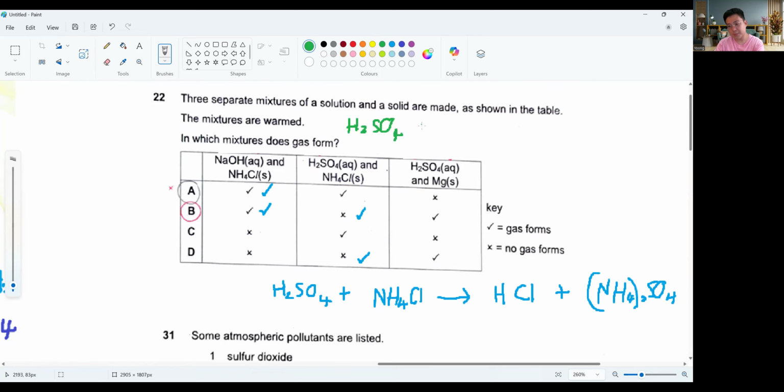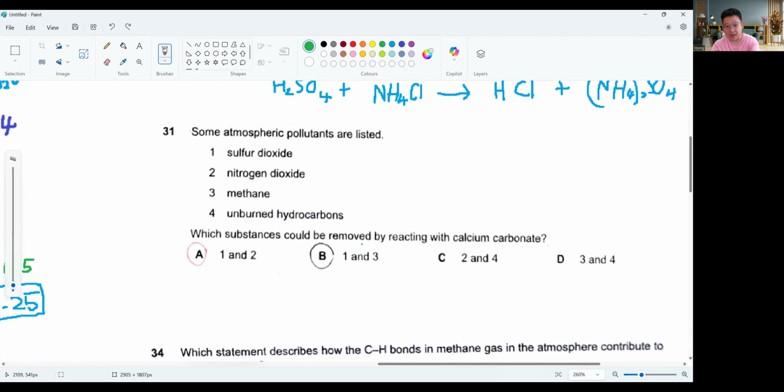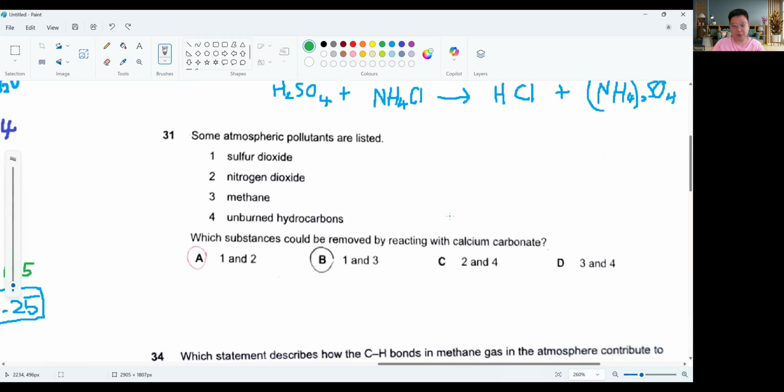H2SO4 plus Mg. Okay, so what happens is Mg definitely is more reactive than H. So Mg will replace it, SO4, and then your hydrogen, when left by itself, will be H2 gas. So of course, this one will have a gas, so this one is correct. Therefore, the answer is B. Okay, next question. Some atmospheric pollutants are listed. This one you have to read the chapter on the different pollutant gases.